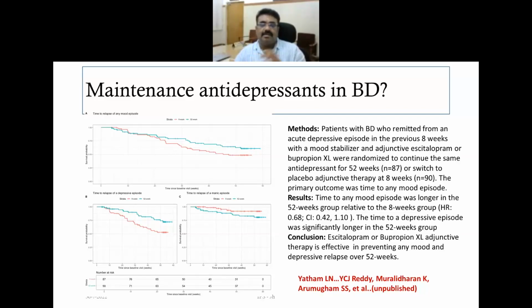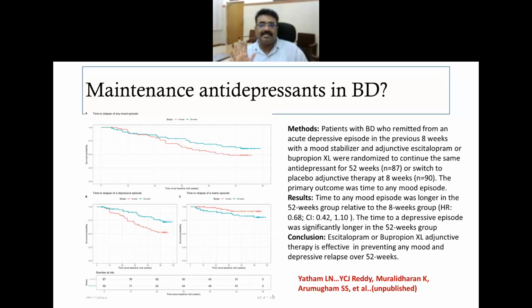So this is what we found: the time to any mood episode was longer in the group which received antidepressants for a longer period of time, relative to the group where antidepressants were stopped at 8 weeks. And the time to a depressive episode was significantly longer in the 52 weeks group. Of course, we did find that the risk of switch was a little higher with escitalopram than with bupropion. But adjunctively, when used with a mood stabilizing drug for at least a period of 1 year, the risk of another depressive episode seemed to be much lesser with 52-week antidepressant than with 8 weeks antidepressant.